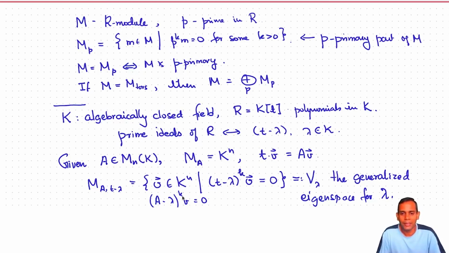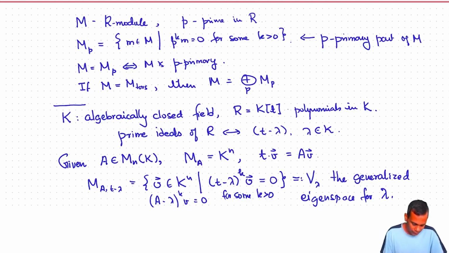And so when we take k equals 1, then we get the eigenspace, and here, well, I should have said for some k greater than 0. So now if you take the space of all vectors v in K^n such that (T minus lambda)^k v is 0 for some k greater than 0, then you get something larger than the eigenspace for lambda, and it's called the generalized eigenspace.